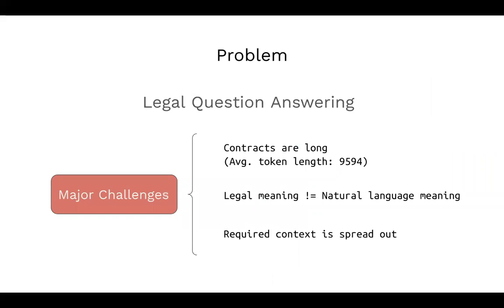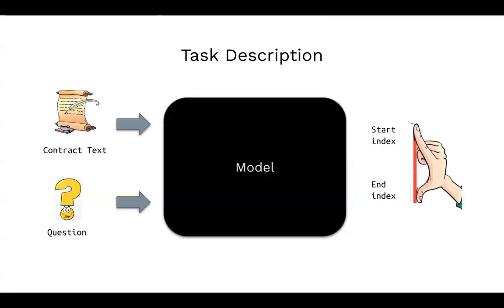So, the legal question answering system has three major challenges. Contracts are extremely long. The legal meaning of the words does not correspond to the natural language meaning, and the required context is generally spread out across the whole document. Our task description is such that we provide the model two things, the contract text and the question. And we aim to get a start index and end index highlighting the answer.